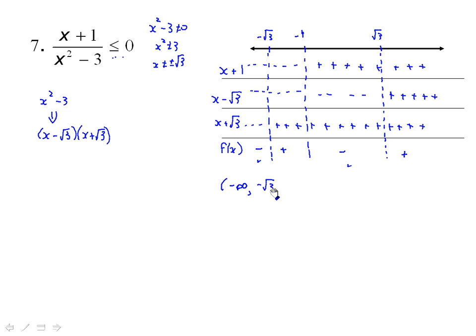Now be careful, because even though this is given as an inclusive interval, we cannot be equal to negative root 3. So we have to keep that open. And this will be in union with the next interval, from negative 1. Now negative 1 we can be equal to, so I'll fix that up, all the way up to positive root 3, but not being equal to it.